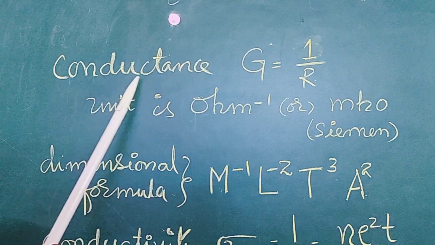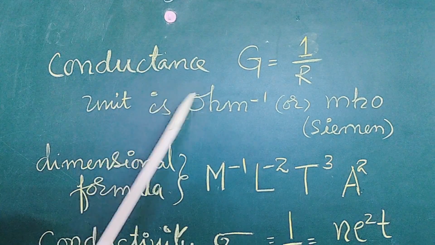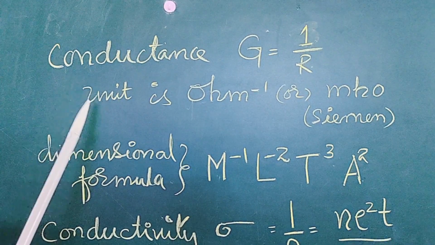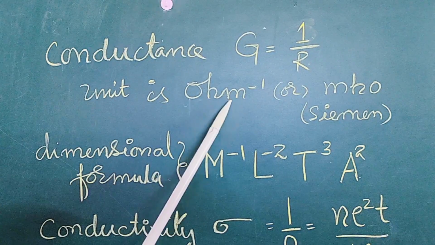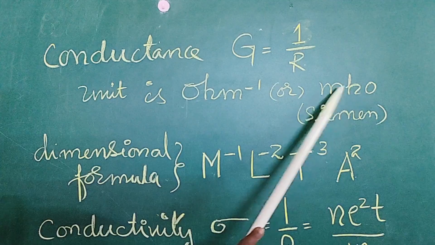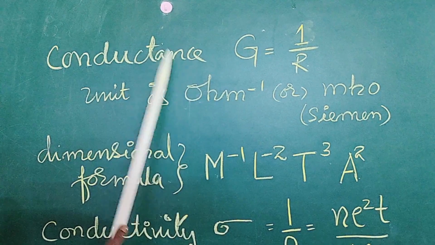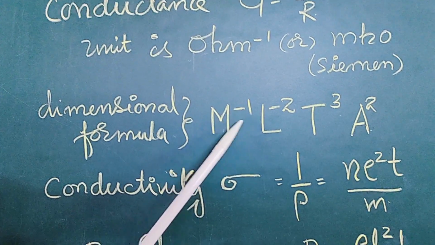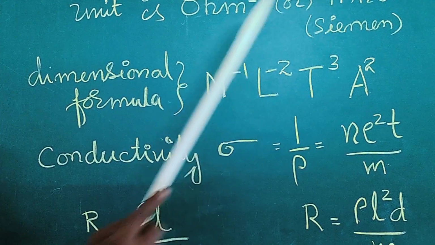Now, how to calculate the conductance? Here, the conductance denoted by the letter G is nothing but 1 by R. That means the inverse of resistance. The unit of the conductance is ohm inverse, or we can say mho, or siemens. Siemens is a unit for the conductance. And the dimensional formula for conductance is M inverse L cube T cube A square.